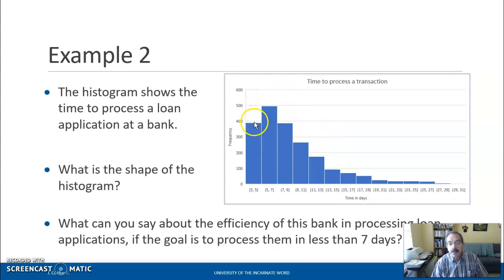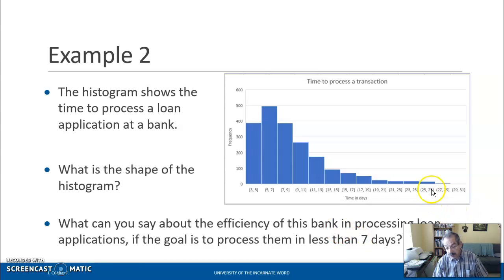All right, so if you look at the frequency, there are close to 400 applications that were processed between 3 and 5 days. And there are about 500 that got processed between 5 and 7 days. So you say, well, near 900 of these applications were processed within the desired time. But there are 2020. So this is less than 50% of the loans that are processed at this bank. So clearly, this bank has a problem because it's not meeting its goal.